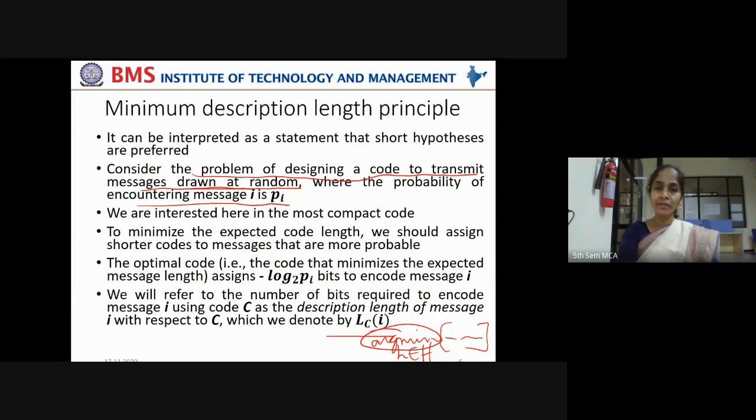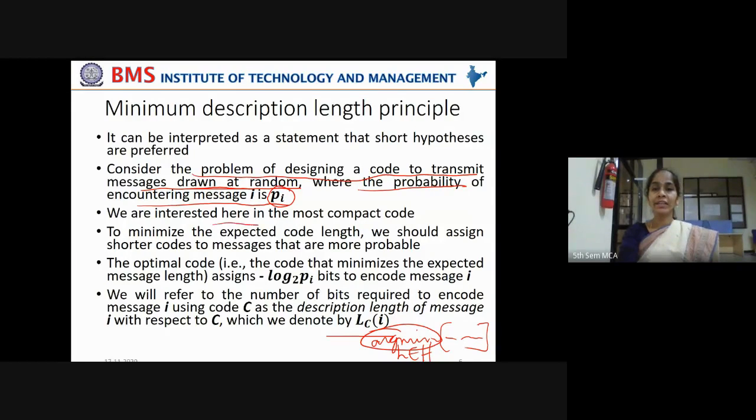Okay. Now consider the problem of designing a code to transmit messages drawn at random. We don't expect that this message would come. We are drawing it at random, where the probability of encountering message i, let us talk about one single message i, is P of i. Remember, the notation is P of i.